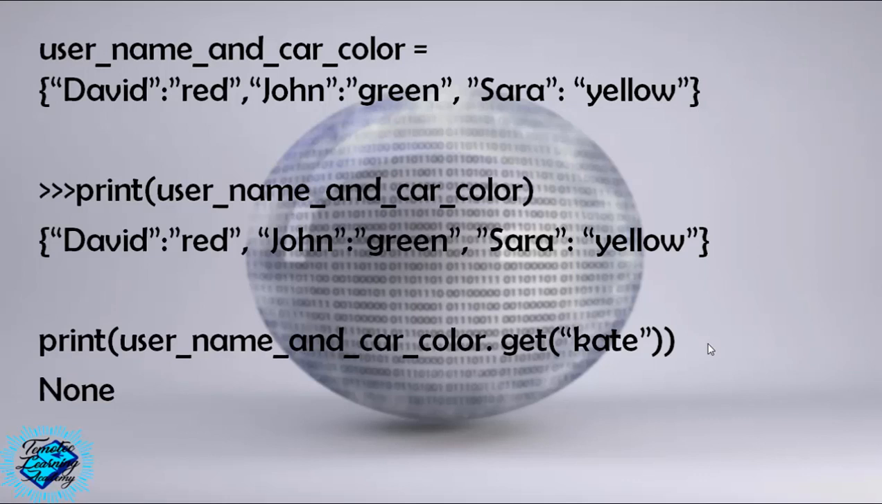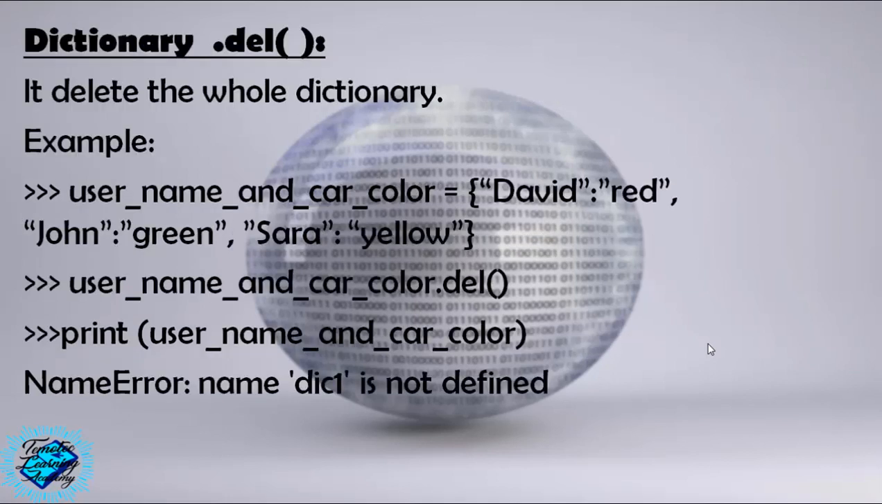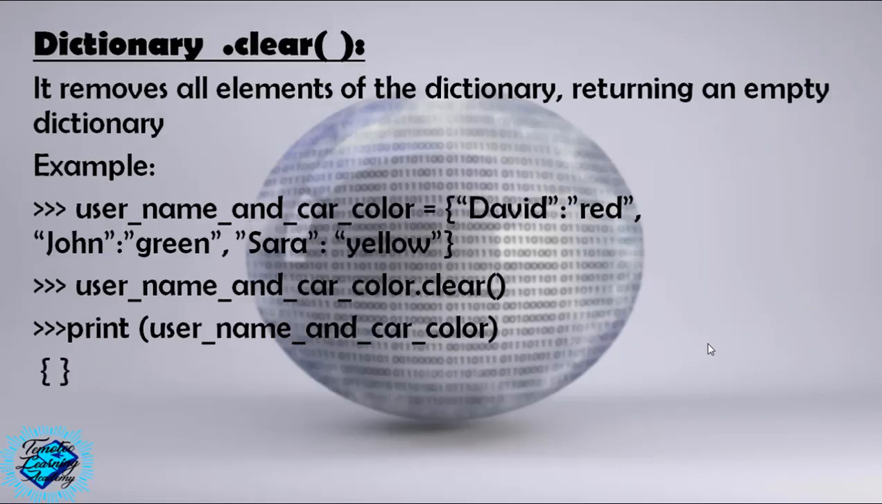Print username and car color: David red, John green, Sarah yellow. Print username_and_car_color.get("Kate"). We will get None. Dictionary del deletes the whole dictionary. Example: username and car color David red, John green, Sarah yellow. del username_and_car_color. Print username and car color. We will get a NameError: name is not defined.